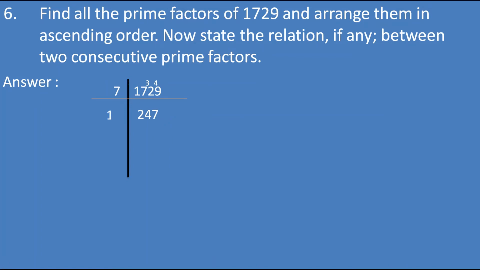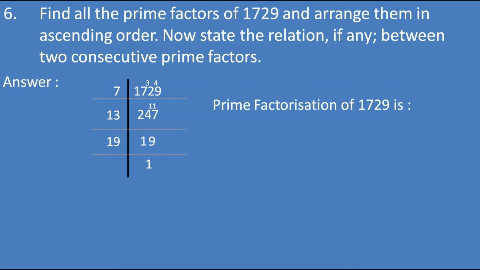So we will get directly the number as 13. 13 ones are 13. When we subtract 13 from 24, we will get the remainder as 11. So the number became 117, and we know that 13 9s are 117. And we know that 19 is a prime number. So let's divide 19 by 19. 19 ones are 19. Now we got the prime factorization of 1729 is 7 into 13 into 19.